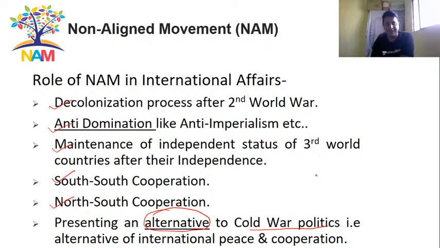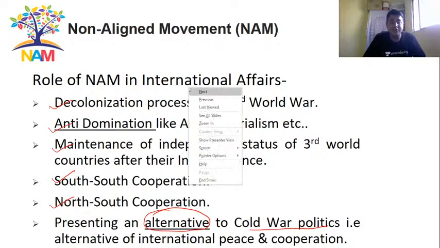Yes, Ashwini, exactly. Shanghai Cooperation Organization. That is an example of North-South cooperation. Exactly. So, what's the role of NAM in international affairs? It provided an alternative to Cold War politics, an alternative of international peace and cooperation. It is one step ahead of the definition of international cooperation and international peace prevailing at that time.